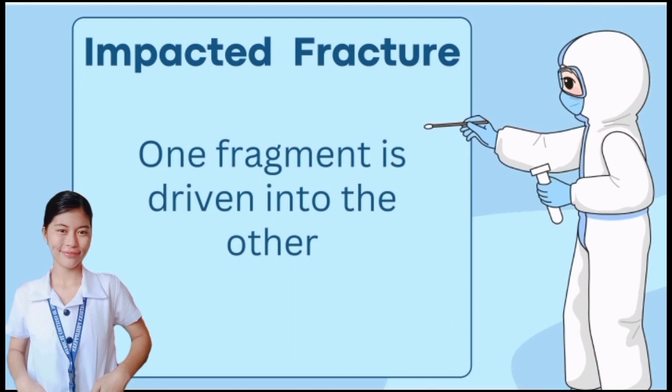Next, impacted fracture. An impacted fracture occurs when a bone is broken and the broken ends are driven into each other. This can happen when a great amount of force is applied to the bone, causing it to compress.